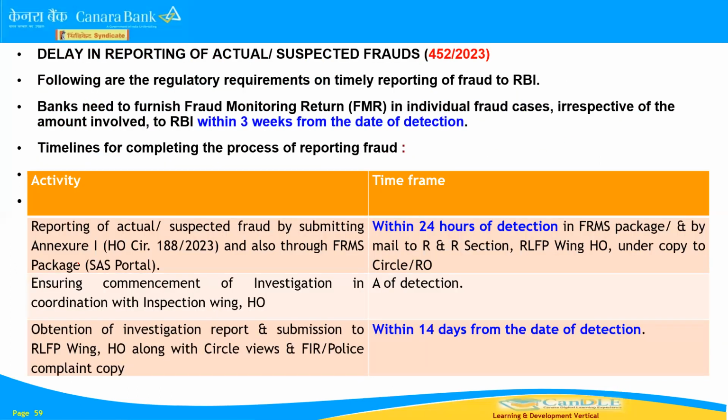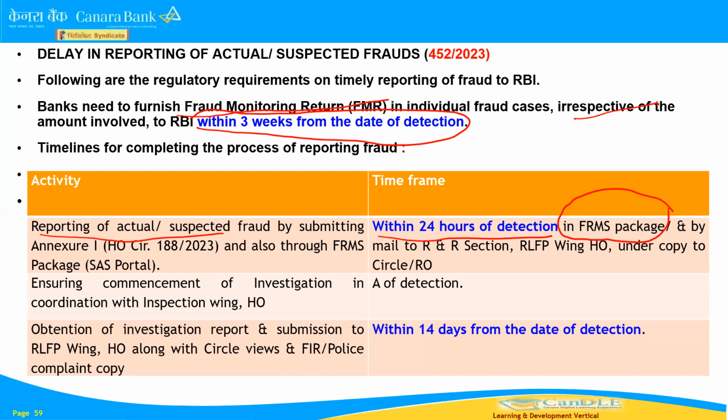Delay in reporting of suspected frauds. If any fraud happens in your bank, the bank has to furnish the fraud monitoring return to RBI, irrespective of the amount involved, within 3 weeks from the date of detection. Very, very important date. Next, report of actual suspected fraud within 24 hours of detection in the FRMS package. We have to report.